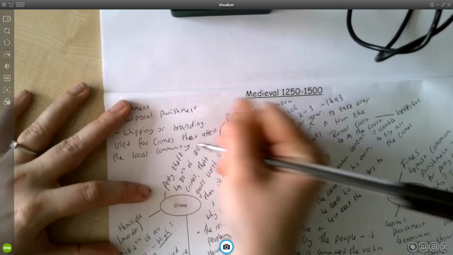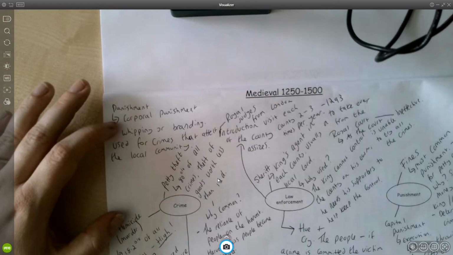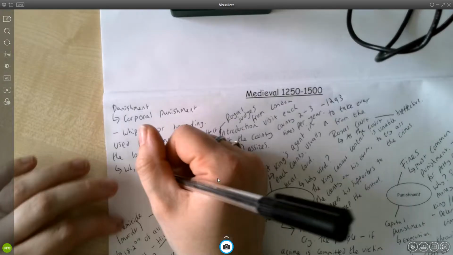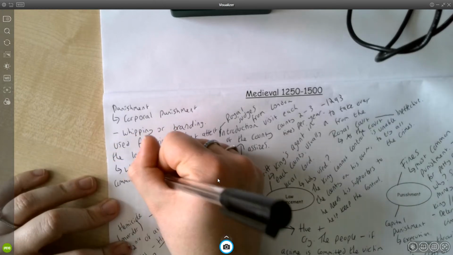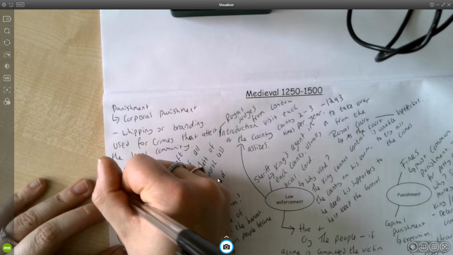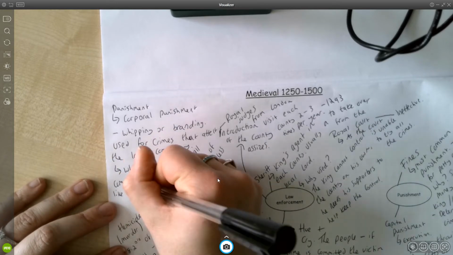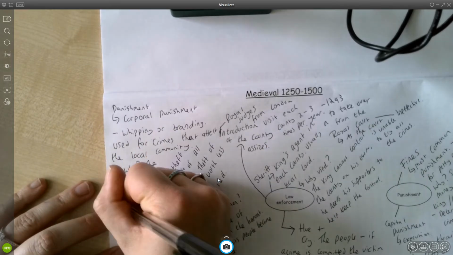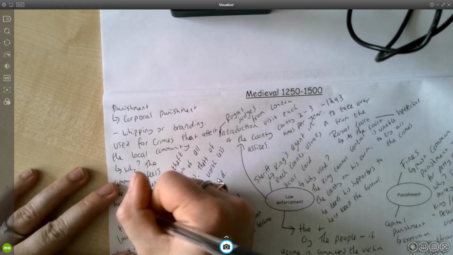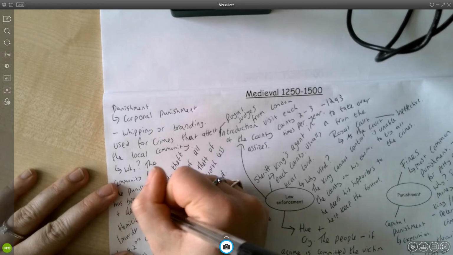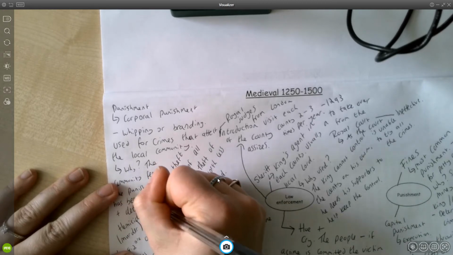Why do they use punishments like this? Well, first of all, it feels like just punishment for the community. So the community feels like punishment has been done. They don't want to take the law into their own hands. And again, deter other criminals.